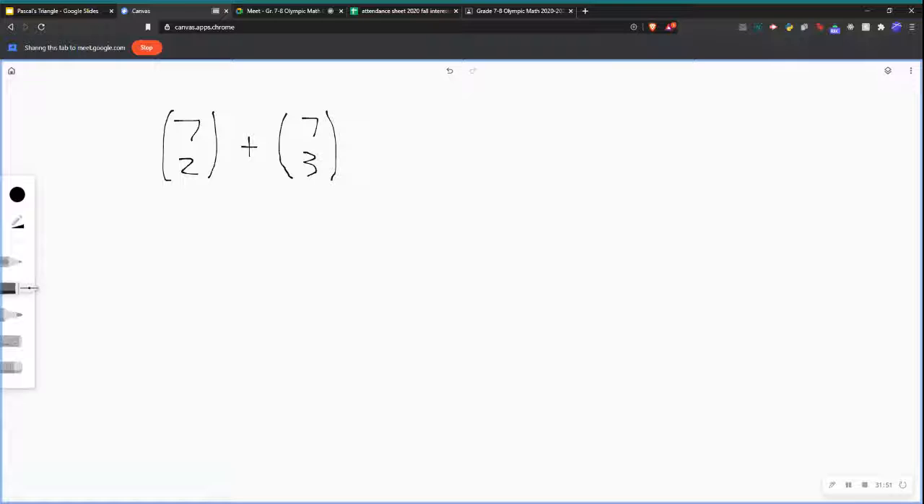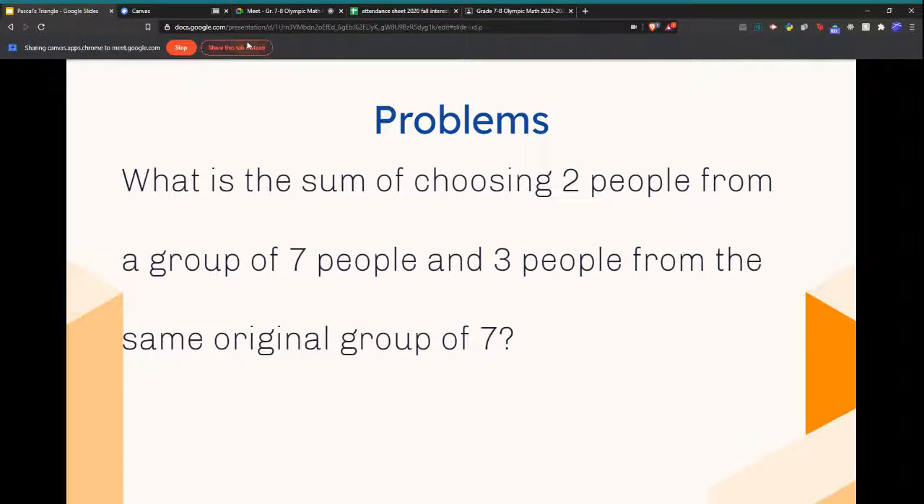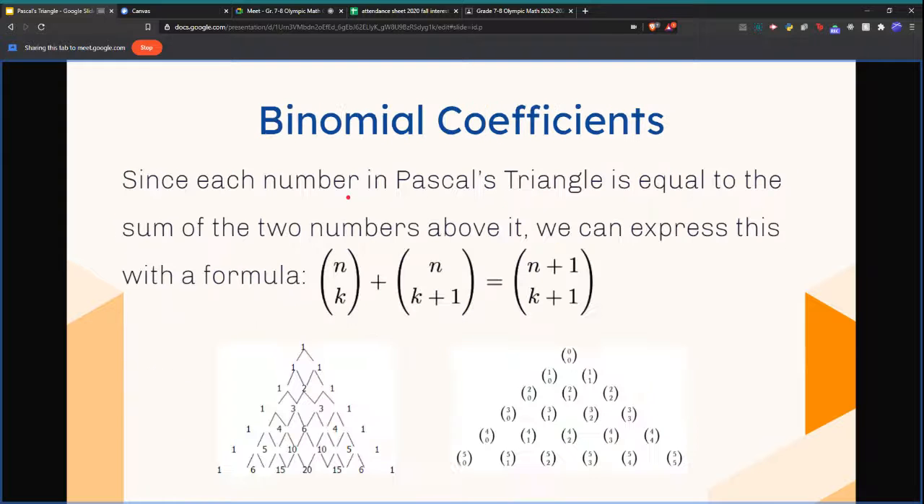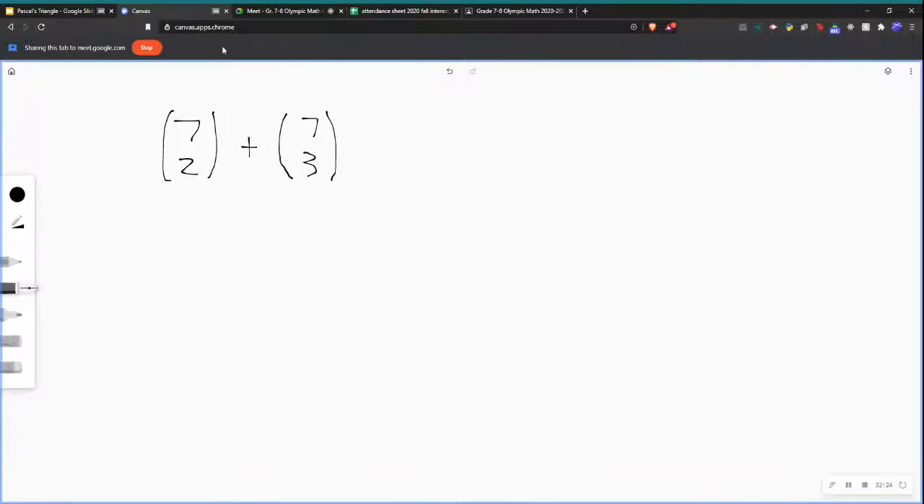We could calculate these 2 expressions individually: calculate 7 choose 2, calculate 7 choose 3, and then add them together. Or we can use that Pascal triangle property. Let's go back to the slideshow. It was this one, binomial coefficients right here. We have 7 choose 2 plus 7 choose 3, which means we can use this property to simplify that expression into n plus 1 choose k plus 1.